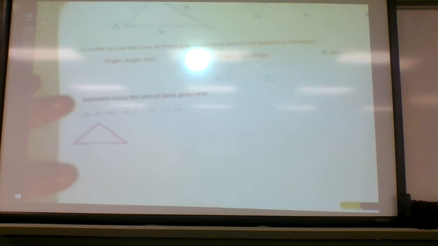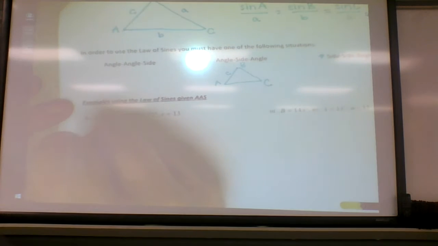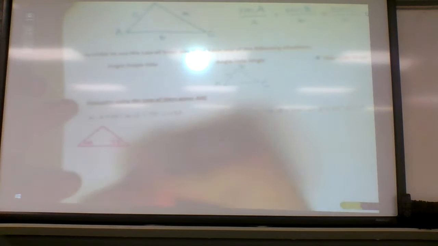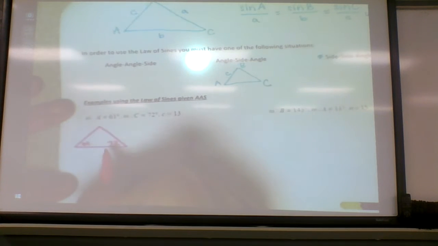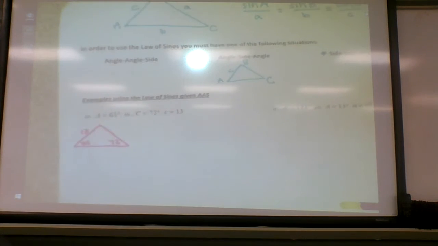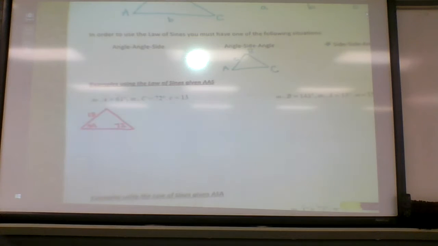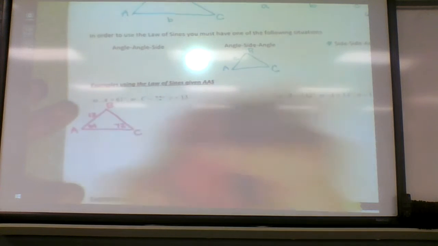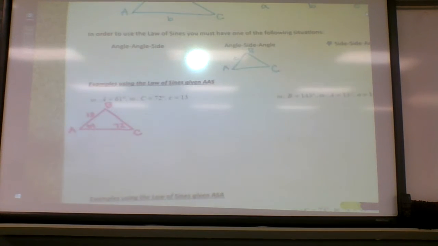Just make sure it's not a right triangle. So this angle A here is 61 degrees. Angle C is 72 degrees. And then side C has to be across from angle C, so that would be over here at 13. And so here's what we need. If this is A, this one's B, and this one's C, you have to find all the missing sides and all the missing angles, all right?